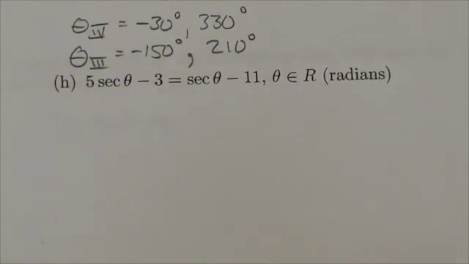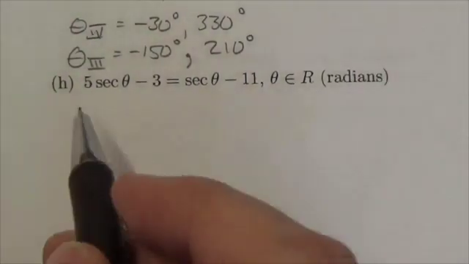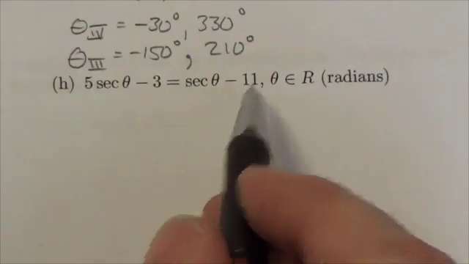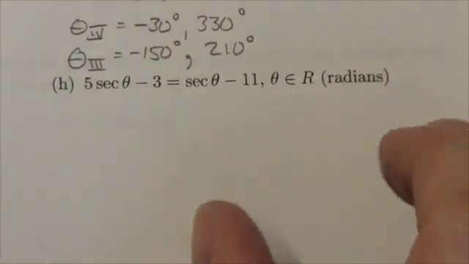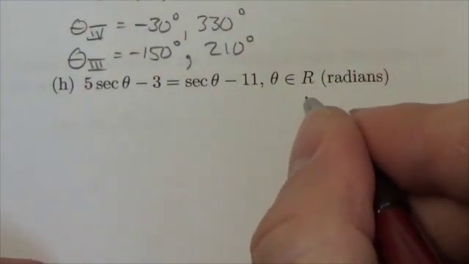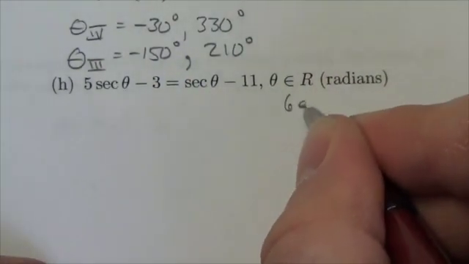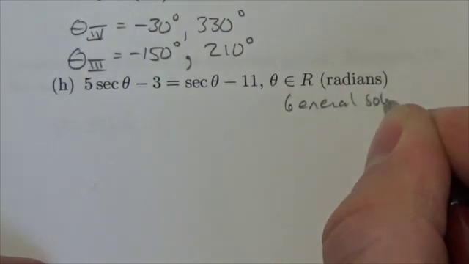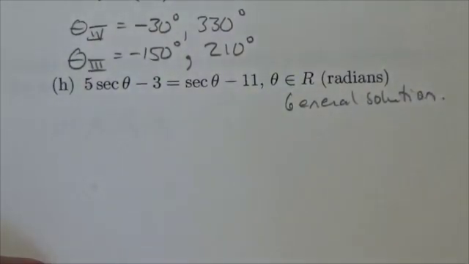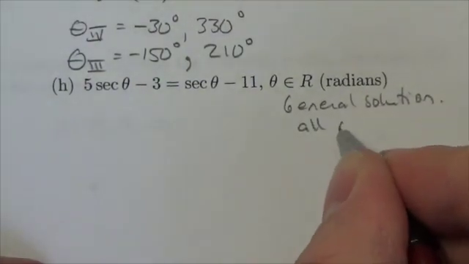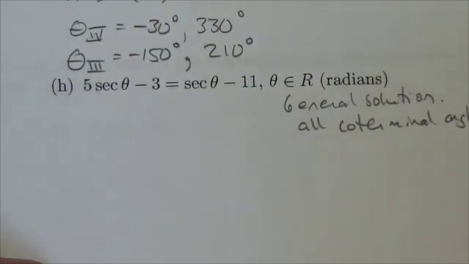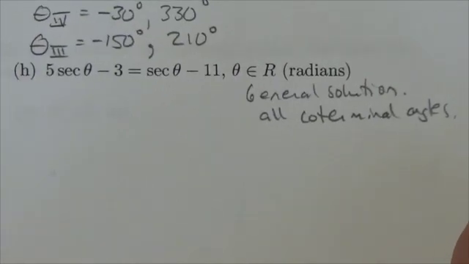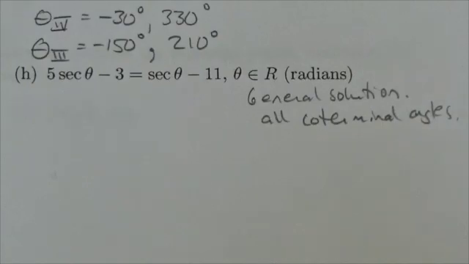Hi everybody. So now we're being asked to solve this equation right here: 5 secant theta minus 3 is equal to secant theta minus 11. But we're solving it over all the real numbers. So what we're looking for is a general solution. What we're going to do is identify all coterminal angles. In this case, I'm going to identify the pattern of repetition here.